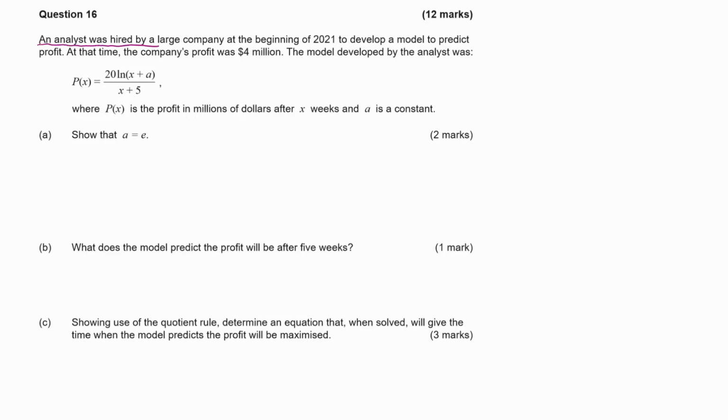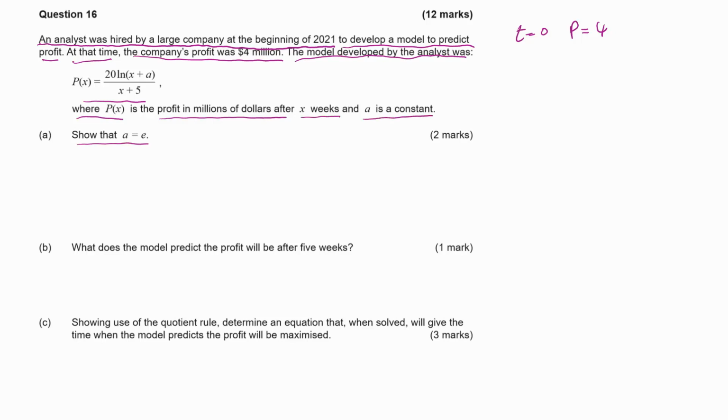An analyst was hired by a large company at the beginning of 2021 to develop a model to predict profit. At that time, the company's profit was 4 million. So t equals 0, profit equals 4. The model developed by the analyst was as given here. P of x is the profit in millions of dollars after x weeks, and a is a constant. We want to show that a is equal to e.